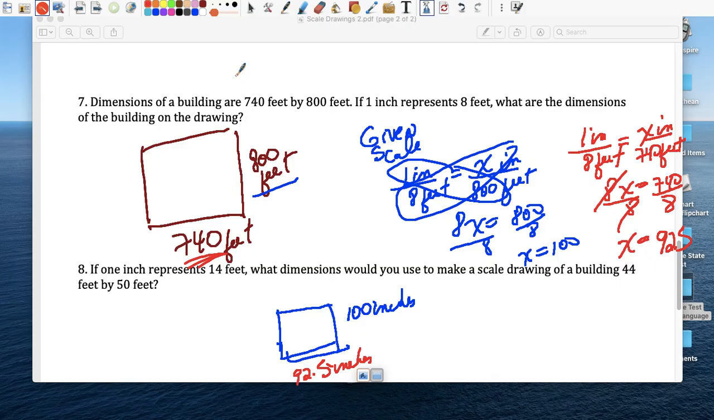Okay, so again, just for you to warm up and think about proportions here. All right.